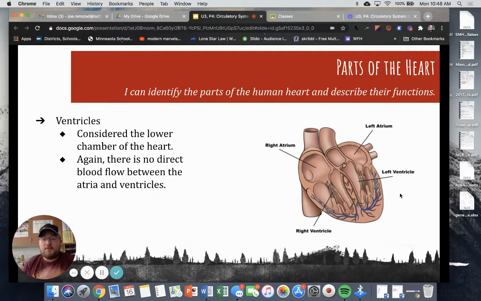Ventricles, then: if atria are on top, ventricles are on the bottom. Ventricles are the lower chambers of the heart, and again, there's no direct flow between the atria and the ventricles, so they don't flow amongst one another. The atria are on the top, ventricles are down below.